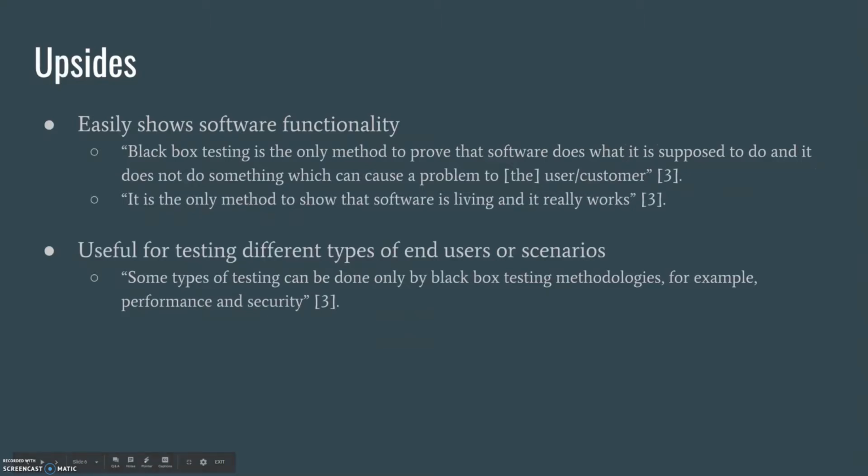When testing a software system, you want to ensure that it works properly. The black box test is easily used in order to confirm software functionality and can be done by a large variety of testers. You can also try out lots of different types of scenarios. You can have people test it for performance, for security, or usefulness.